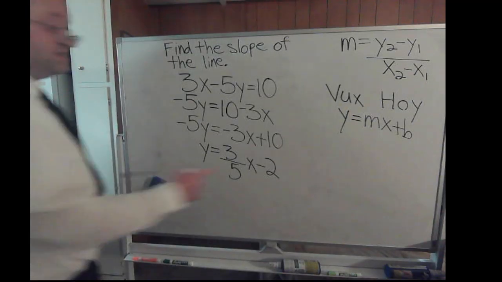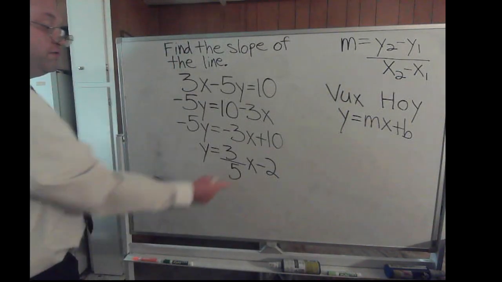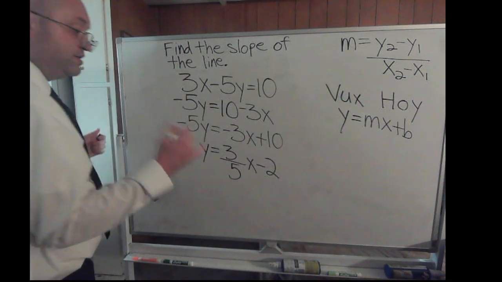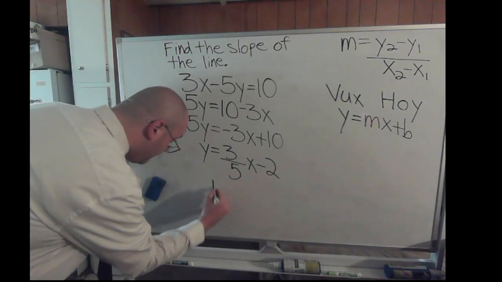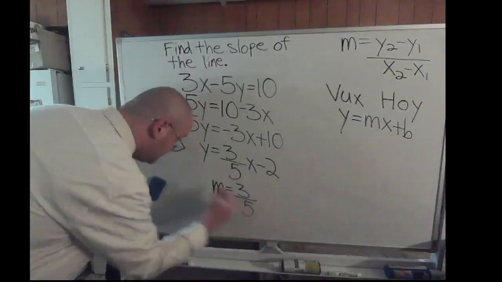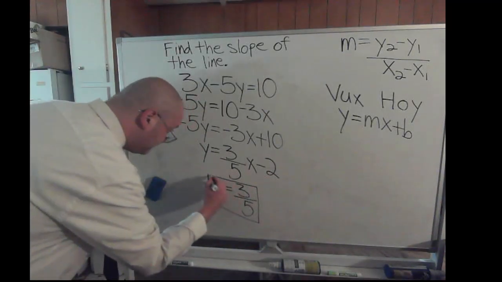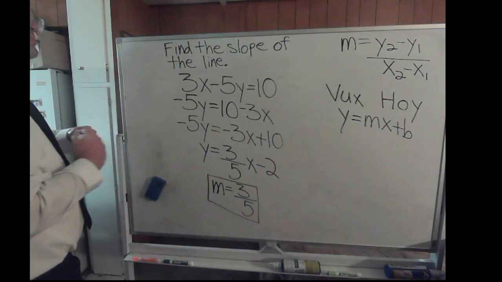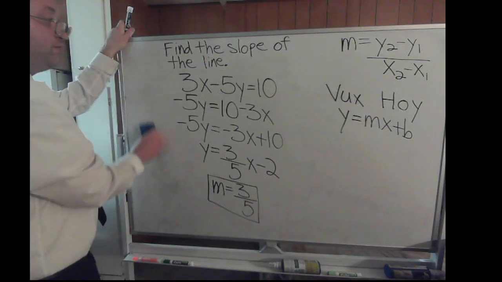Now we have it in slope-intercept form. The coefficient on x is going to be 3/5. Therefore, the slope of this line is going to be 3/5. That would be your slope, 3/5.